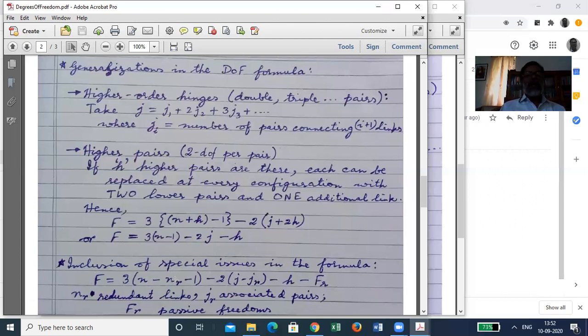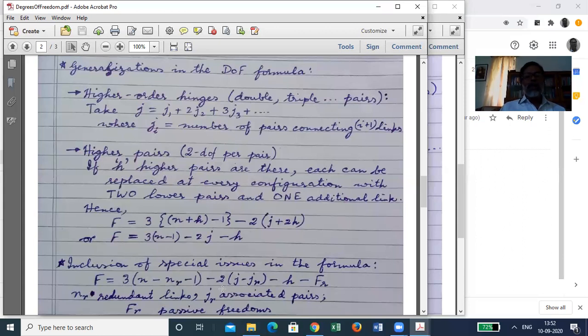If there are nr redundant links, okay, links which are actually not doing any specific constraining task, no contribution in giving freedom or removing freedom, just unnecessarily increasing the count of the links in this calculation. They might be trying to help other links to share the load properly. That's a different thing, but not for this purpose.